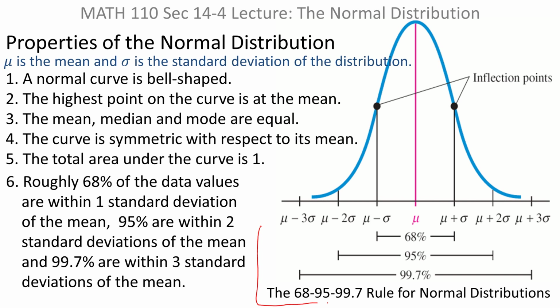This is called the 68, 95, 99.7 rule for normal distributions. It tells you approximately what percent of the data values lie within 1, 2, or 3 standard deviations of the mean. That's going to be important, so you need to learn those 3 numbers.